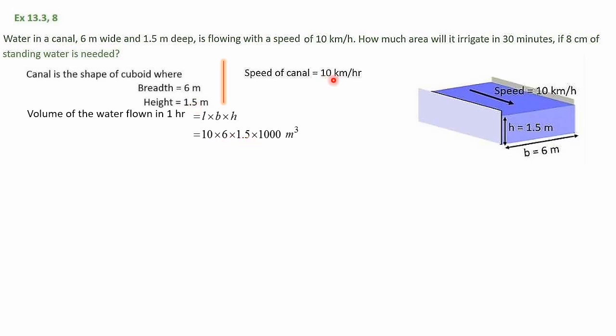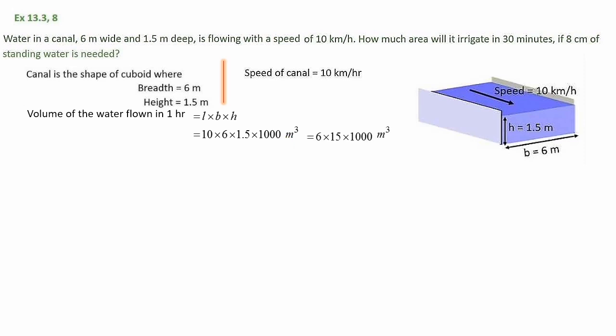And here this is 10 km. The unit is in kilometer, but all other units are in meters. So this 10 km we have to convert into meter, which means we have to multiply by 1000. So 10 into 6 into 1.5, L into B into H we have substituted. Then we have changed the unit also. This 10 km we are changing into meter by multiplying by 1000.